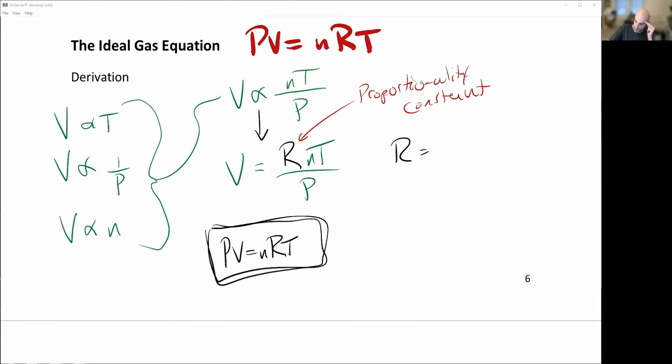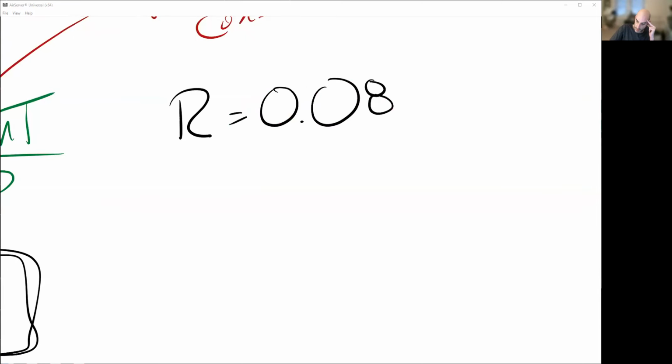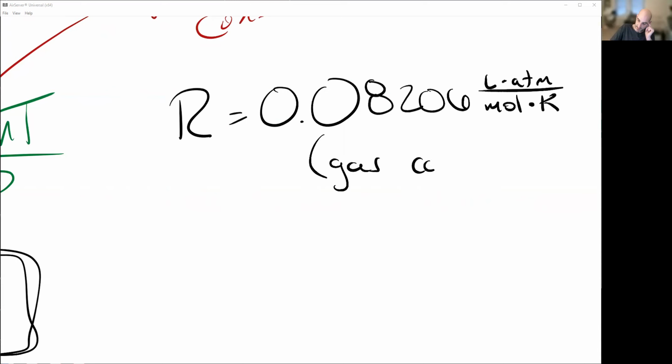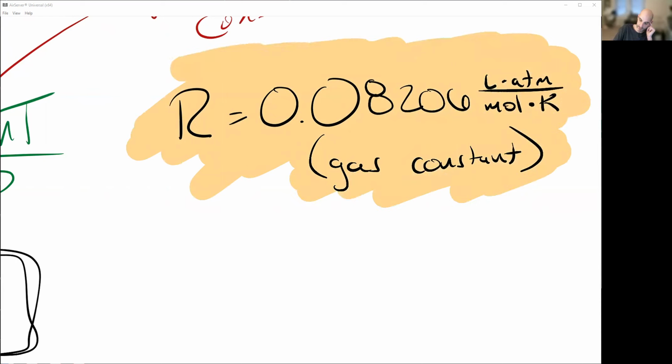R is equal to 0.08206. The units are really important: liter atmospheres per mole K. Okay, this is known as our ideal gas constant. This is not the only ideal gas constant that we're going to have. We will have another one where energy is going to be involved, but this is my ideal gas constant.